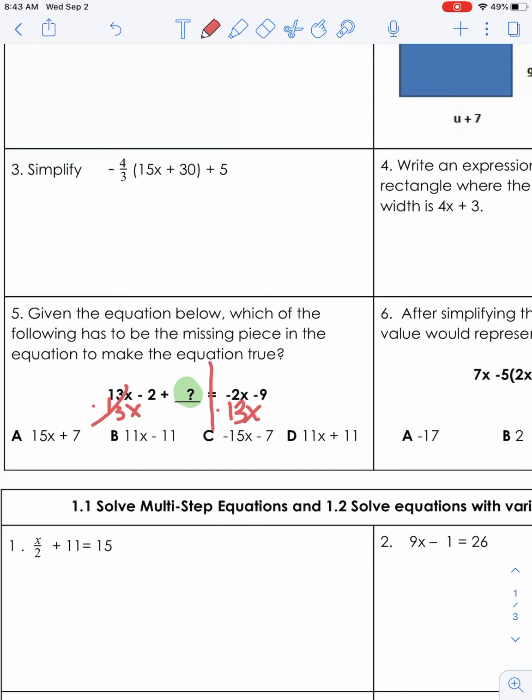That leaves me with, on the right side, negative 2x minus 13x is negative 15x. And I need to add 2, the opposite of minus 2, across the equals. Negative 9 plus 2 is negative 7. That means our question mark, or our missing piece, is negative 15x minus 7.